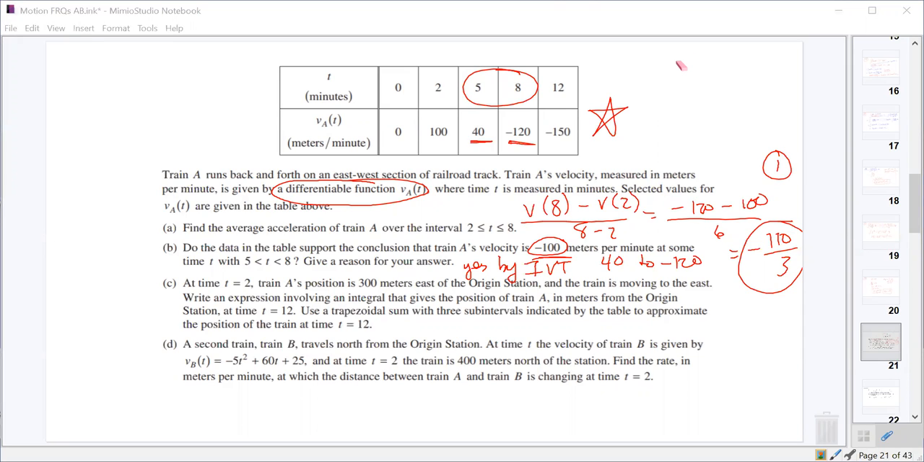All right. Part C. We've got at time t equals 2, the train is 300 meters east of the Origin Station. They're so clever on the AP test. They've called the station Origin Station. And it's moving to the east, okay? And we want to write an expression involving an integral that gives the position of train A in meters from the origin station at time t equals 12, okay?